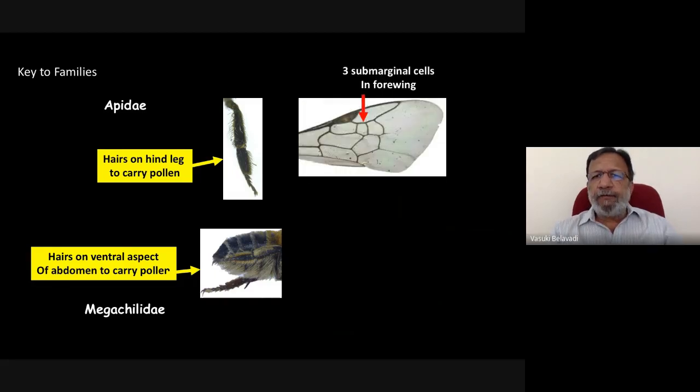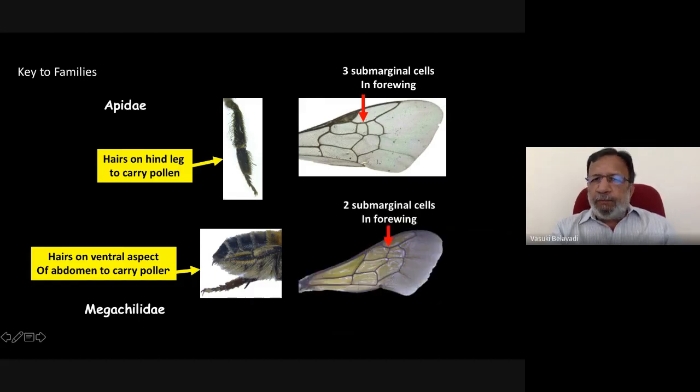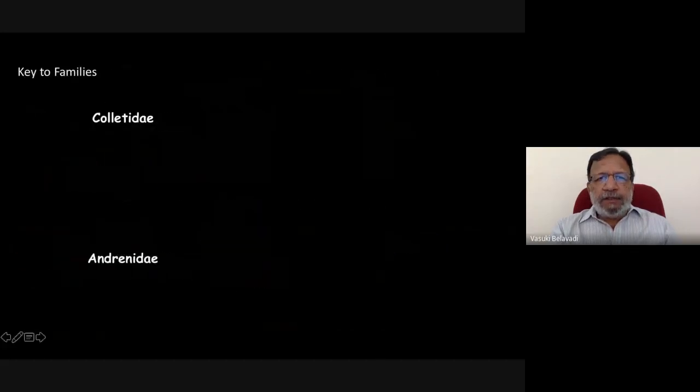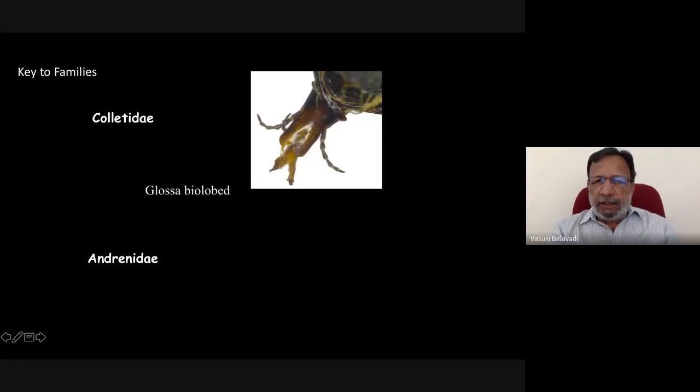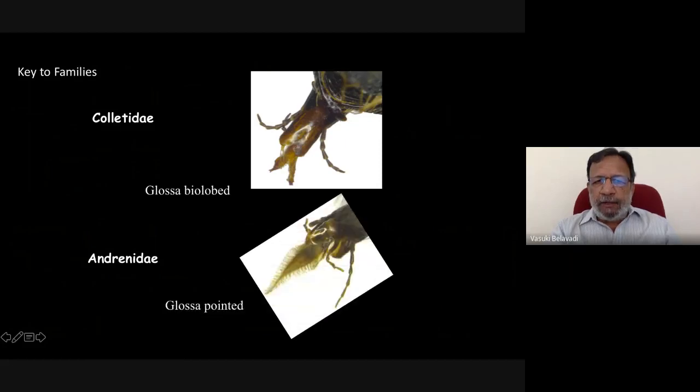And another important difference is that in Apidae, there are three submarginal cells in the forewing, whereas in Megachylidae, there are two submarginal cells in the forewing. Then similarly, between Colletidae and Andrenidae, the glossa is the terminal part of the proboscis. It is bilobed, whereas it is pointed in Andrenidae.